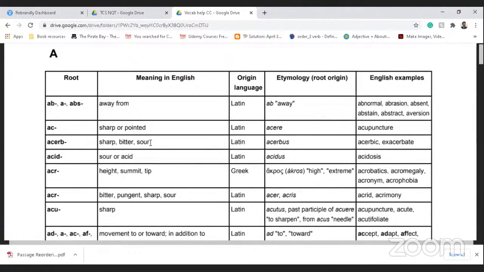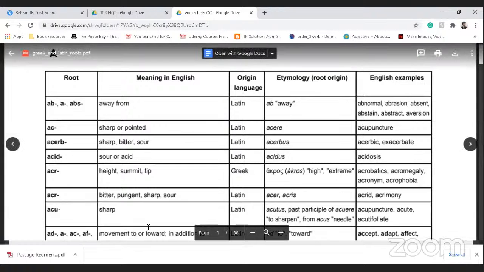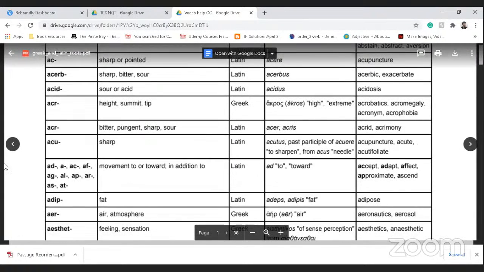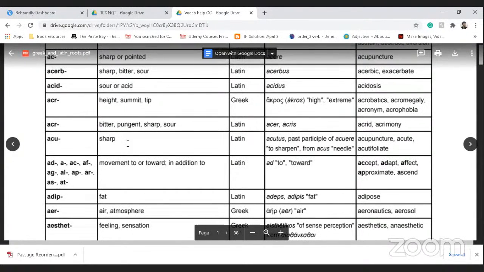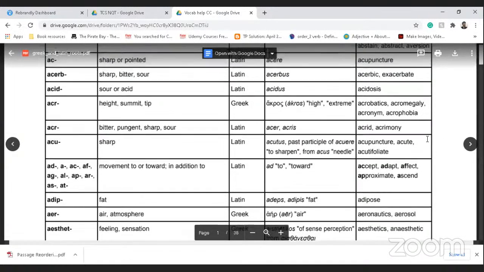It was an acerbic taste. Acerbic taste means what? It was a bitter taste or sour taste. That's how you're supposed to understand the meaning. You just have to look at the word, register it in your mind, and just look at the examples.